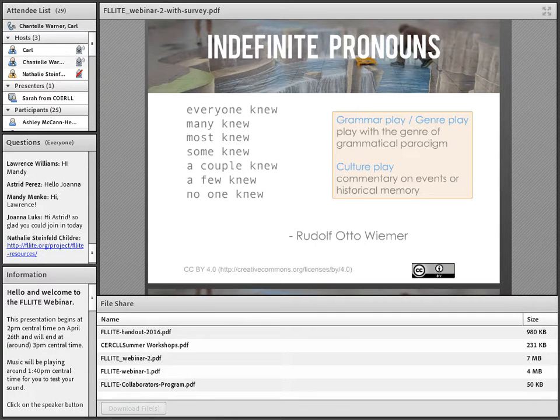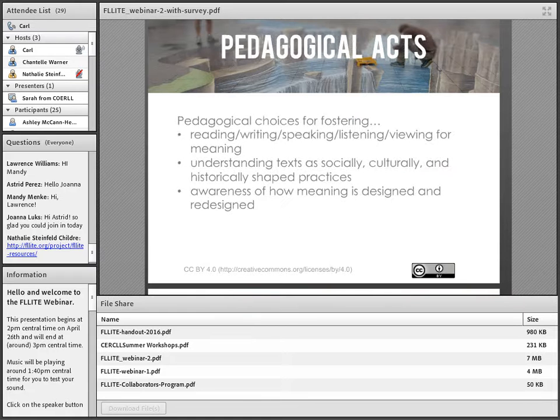And with this in our heads, I want to start to move us into the third step, the selection of pedagogical acts and the creation of a pedagogical sequencing. What I mean by pedagogical acts are the range of teaching choices we make as educators as we try to help our students to achieve certain learner goals.